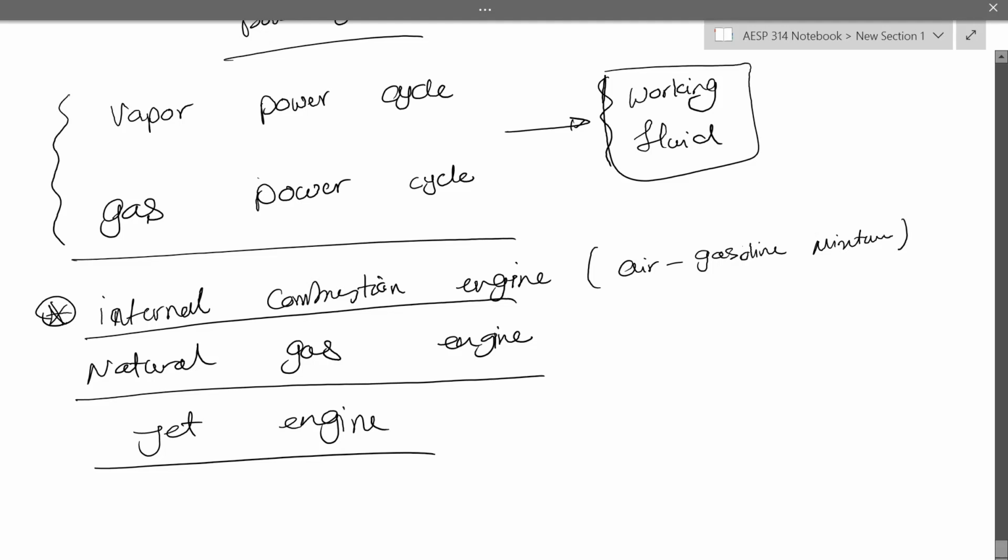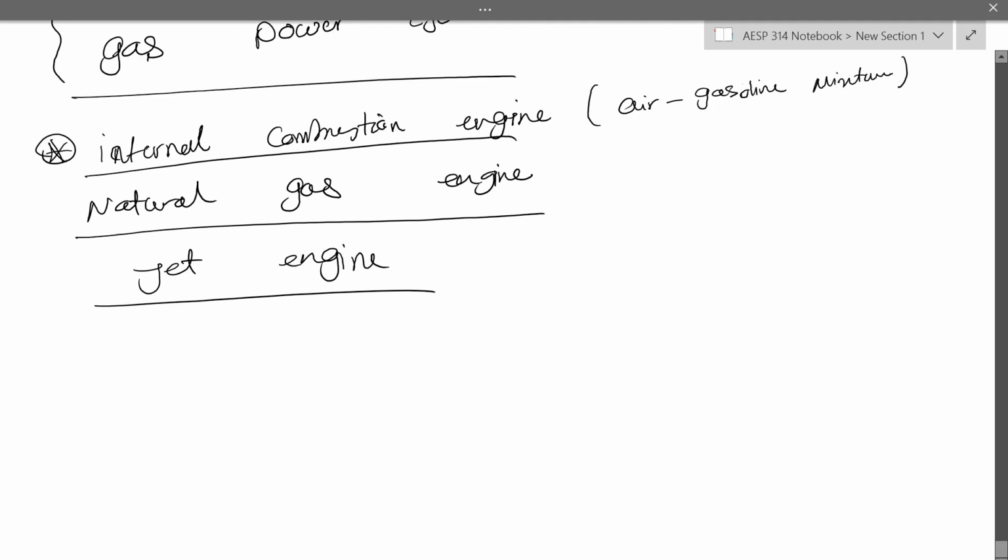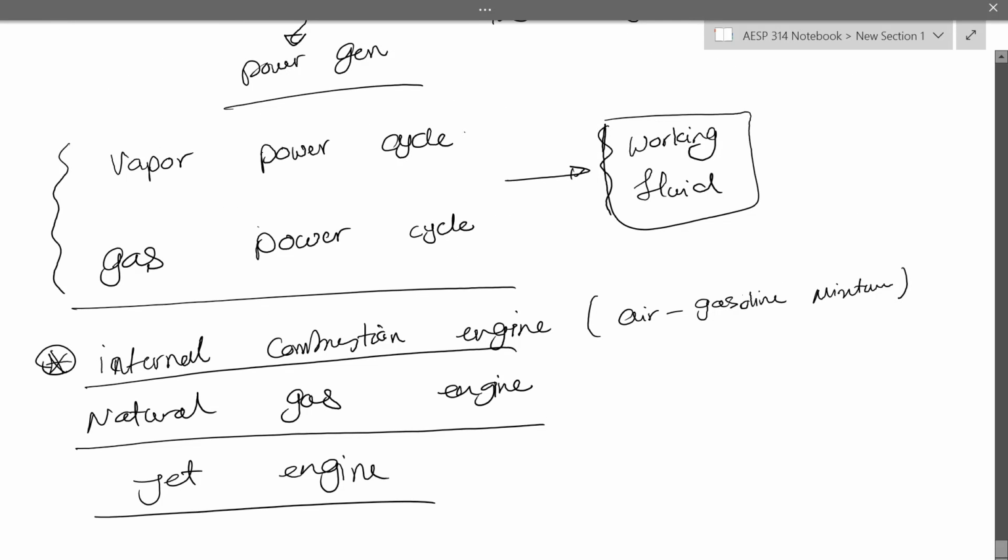Exactly, a steam engine uses steam, right? So essentially you boil some water, some liquid water, you generate steam and use that extra energy that you have given to the steam to move a piston, right? That's the idea, exactly. Thank you.